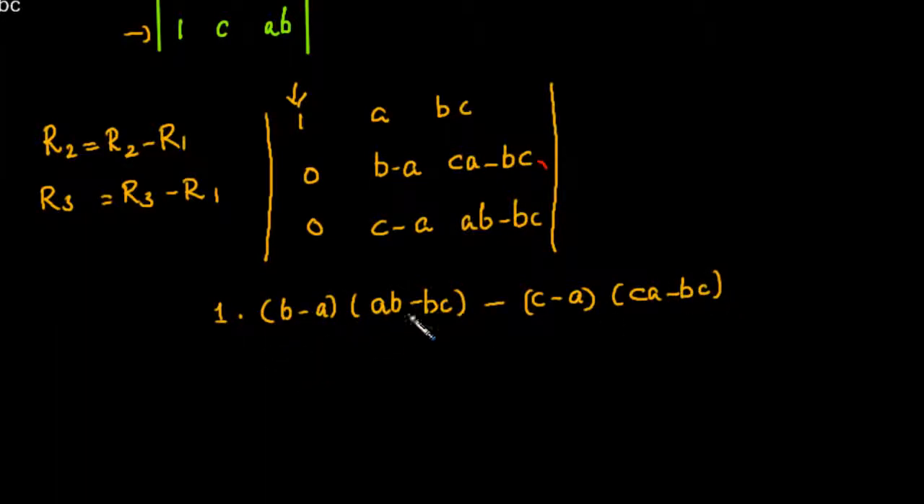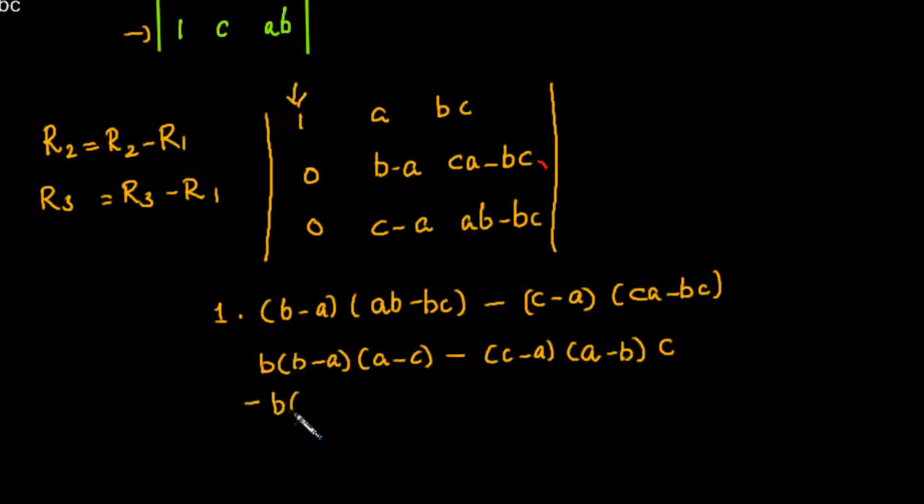Now we can take B common from here, that is B into B minus A into A minus C, minus C minus A into, we can take C common from here, that is A minus B into C. We can take minus outside, that will be B into, we will take minus from here, that is B into A minus B into A minus C. We will take minus from here also, that will be minus of A minus C into A minus B into C. So minus into minus, we will have a plus sign here.